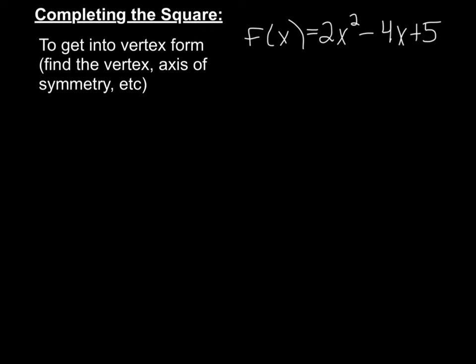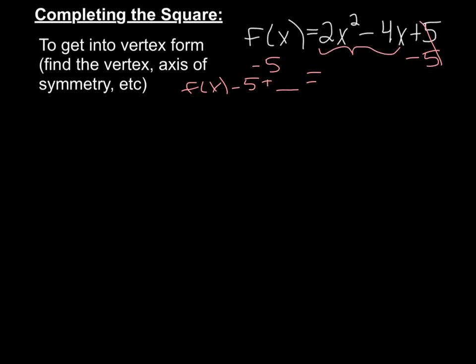Completing the square to get it into vertex form and then find the vertex. Well, again, we can't have an a term that's not equal to 1. But before we start anything, we're going to subtract the c term over to the other side so that it's now f of x minus 5 plus blank equals. The 5 canceled out.